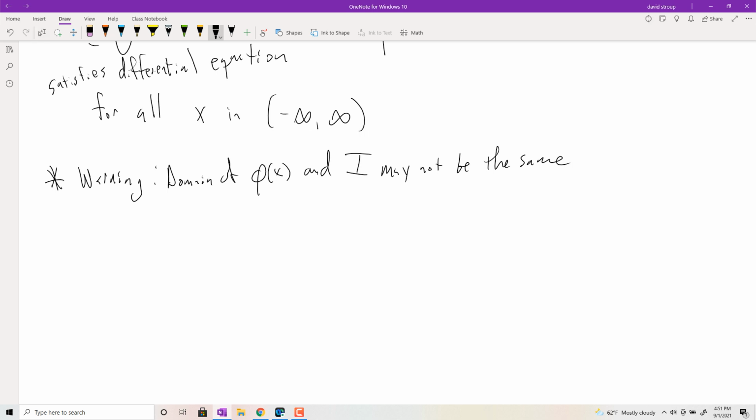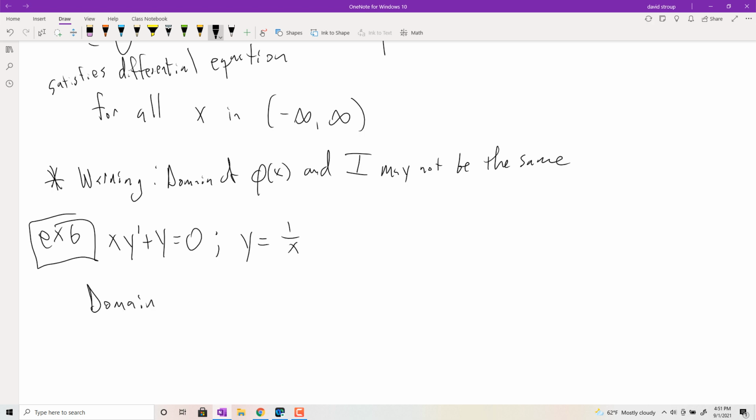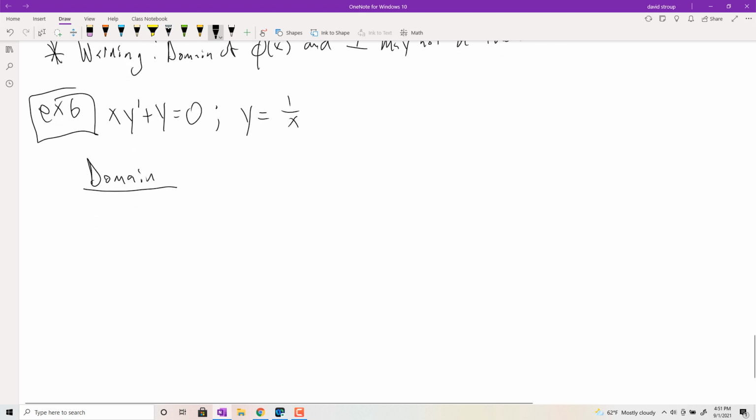The book gives you a visual picture type problem here. So let me set up the differential equation for that. xy prime plus y equals 0. Their solution is y equals 1 over x. We'll just assume it satisfies the differential equation. You could check on your own if you want. The domain of y equals 1 over x is all real numbers except 0, right? So the domain is negative infinity to 0, unioned with 0 to infinity.